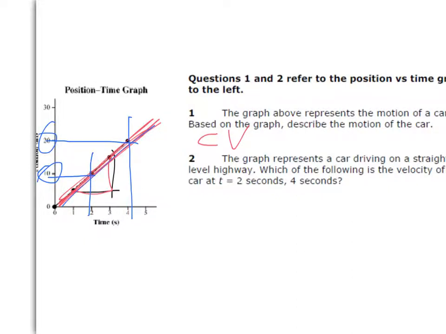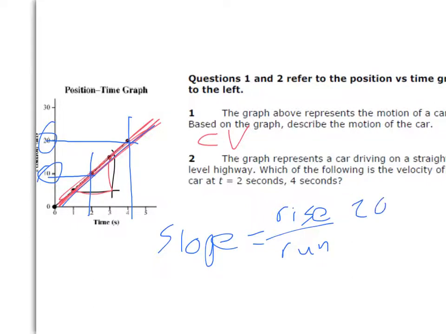Those are its positions. We need the slope. The slope is equal to the rise over run. So it's equal to 20 meters over 4 seconds. So that's equal to 5 meters per second. And that's the same either at 2 seconds or at 4 seconds.